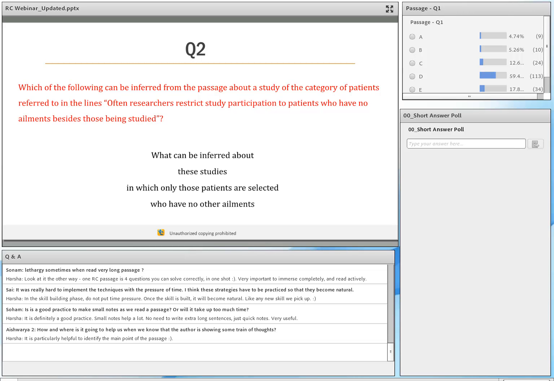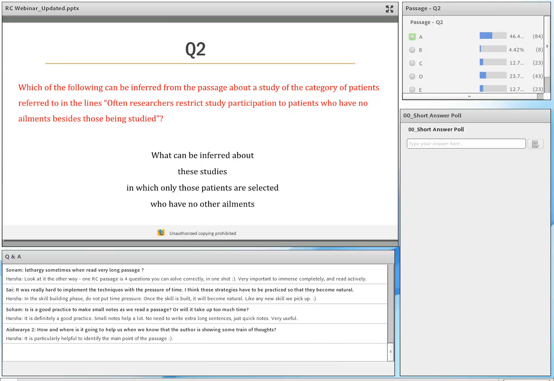Okay. So let's look at question number 2. Let me present the poll for question number 2 over here. Here's question number 2. Here's how you guys chose. Choice A was really popular. Let's see the content of the question.